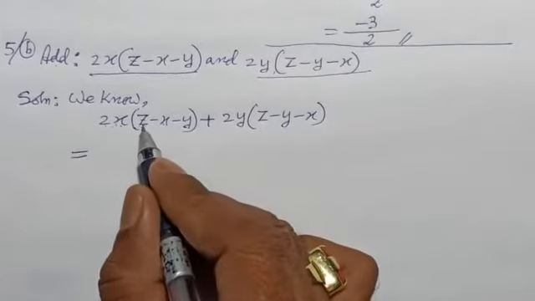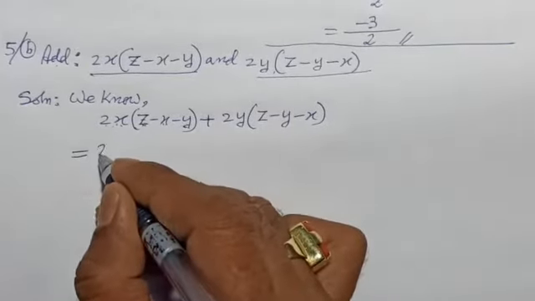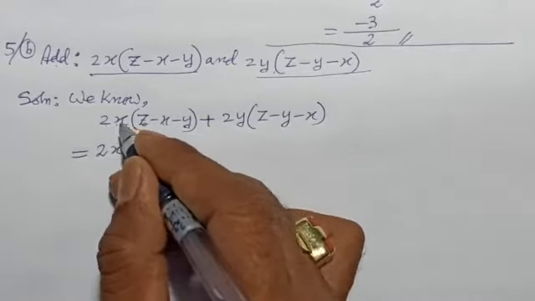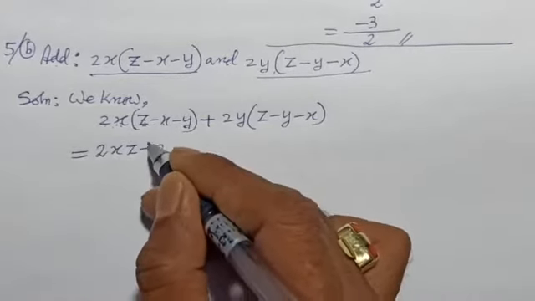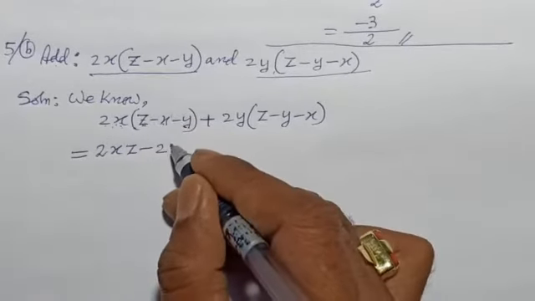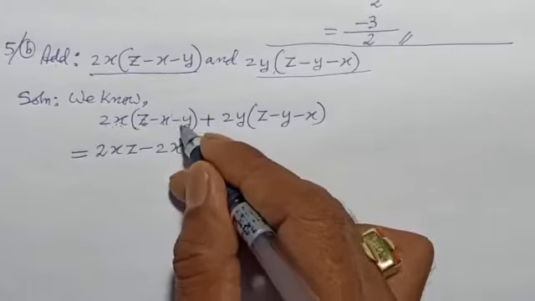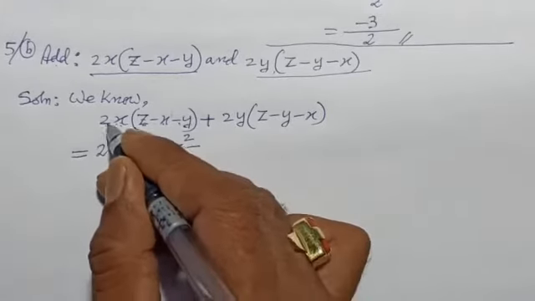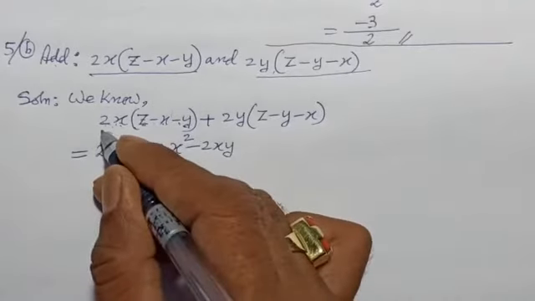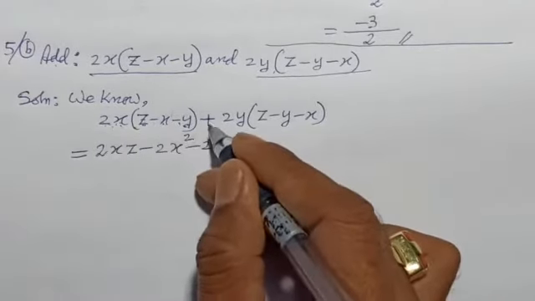2x multiply z, then we'll get 2xz. Then this minus sign. 2x into x. 2 first, x into x, here is power 1, here is power 1, we'll add the power, then x square. Then this minus sign, 2x into y, that is 2xy. This multiplication is over after the plus sign.